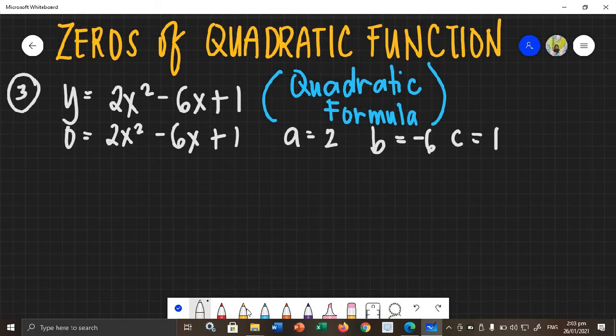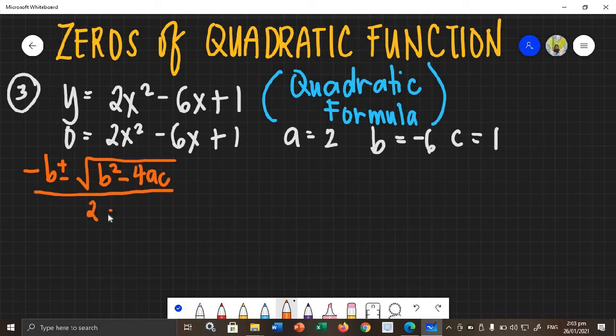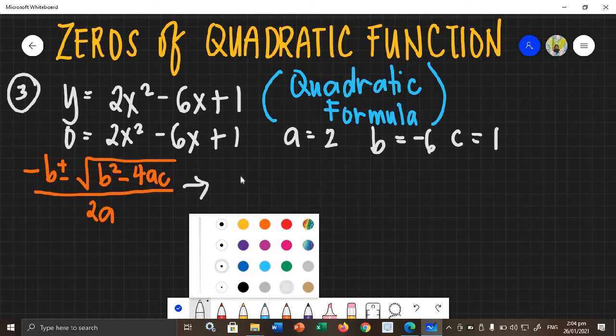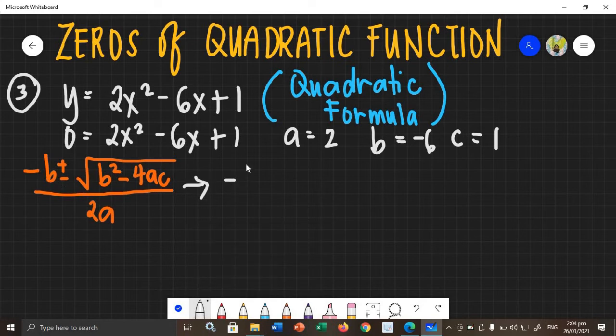And then, by using the quadratic formula, ito yung quadratic formula natin, di ba? So, we have negative B, positive, negative, square root of b squared minus 4ac over 2a. So, yan yung quadratic formula natin. Substitute natin yung values ni a, b, and c dun sa ating function. So, negative, value ng b natin is negative 6. So, lagyan ng parenthesis para hindi malito doon sa signs. Positive, negative, square root of b natin is negative 6.